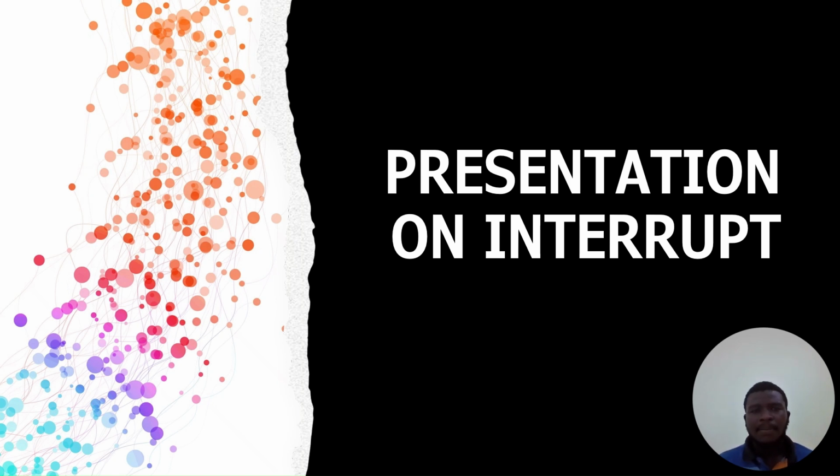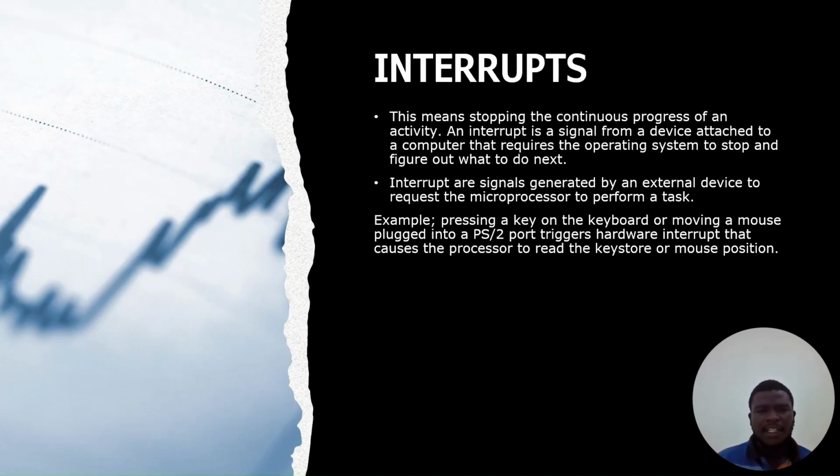Hello and welcome. My name is Lawrence and I will be taking you through Interrupts. Interrupt is an English word which means stopping the continuous progress of an activity. And an interrupt is a signal from a device attached to a computer that requires the operating system to stop and figure out what to do next. And interrupts are signals generated by an external device to request the microprocessor to perform a task.